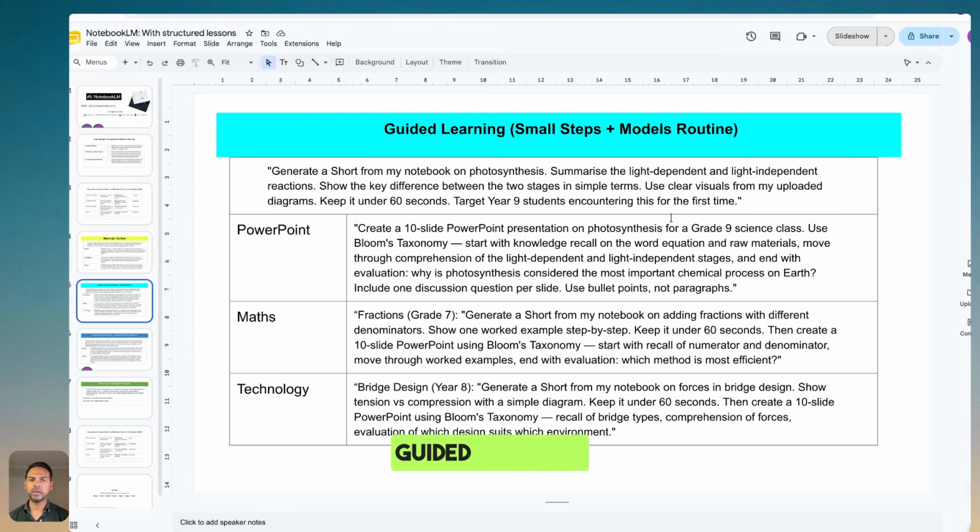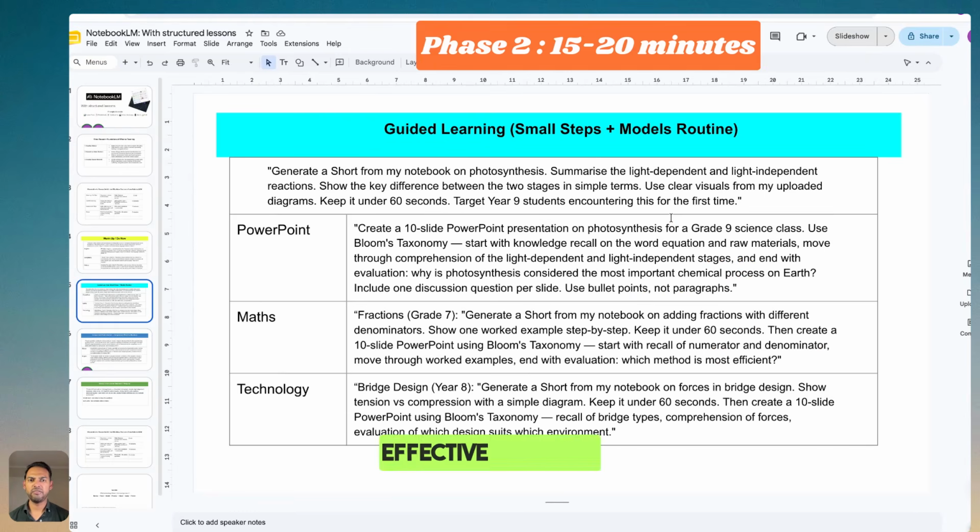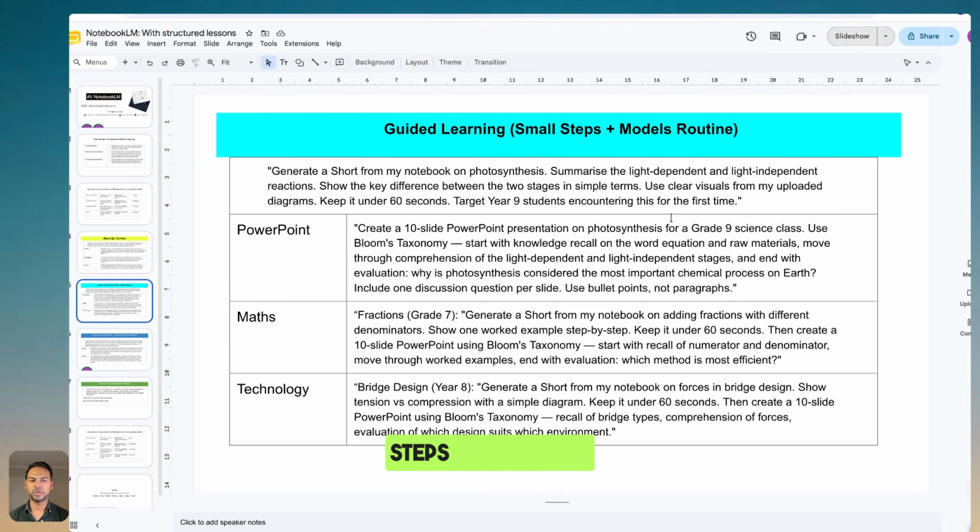Phase 2 is guided learning. Effective teachers present their new materials in small steps and provide examples that students can follow. So here I'm going to use 2 NotebookLM resources together. First, a short form video that models the key concept in 60 seconds, and then a PowerPoint.